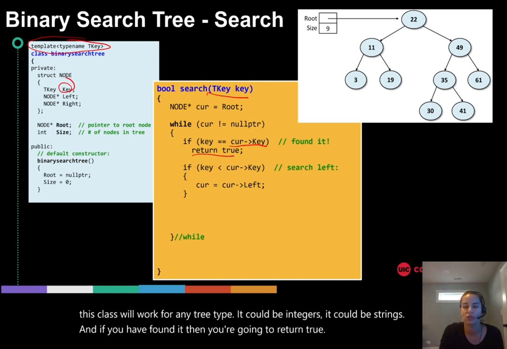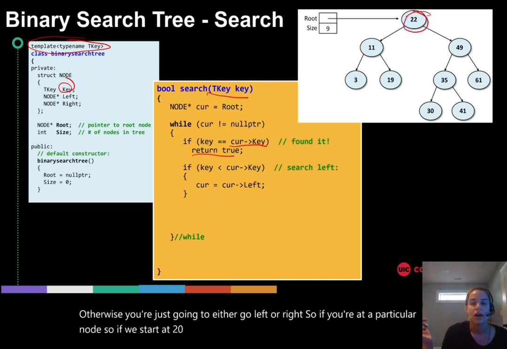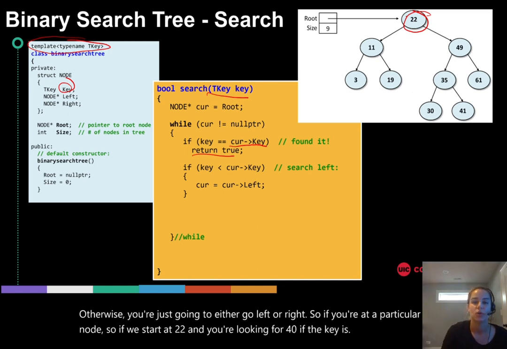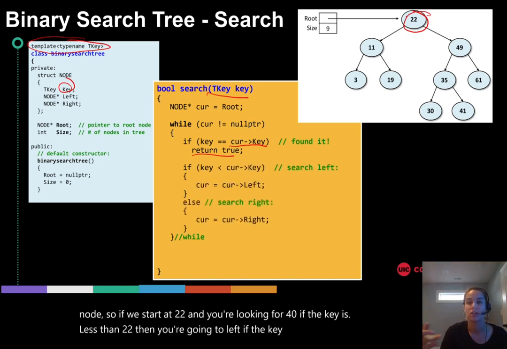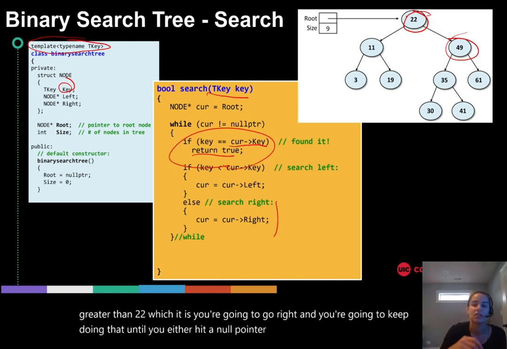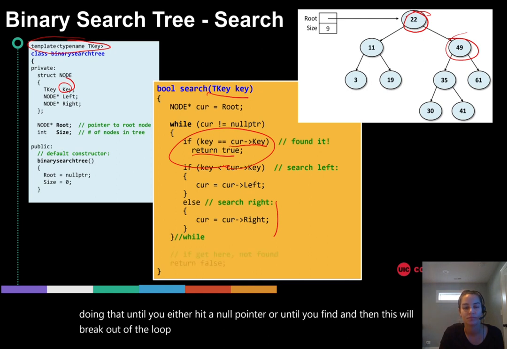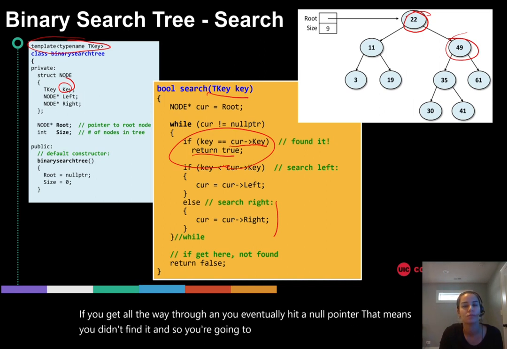Otherwise, you're just going to either go left or right. So if you're at a particular node, so if we start at 22 and you're looking for 40, if the key is less than 22, then you're going to go left. If the key you're looking for, 40, is greater than 22, which it is, you're going to go right. And you're going to keep doing that until you either hit a null pointer or until you find it, and then this will break out of the loop by returning out of the function. If you get all the way through and you eventually hit a null pointer, that means you didn't find it, and so you're going to return false from the function.